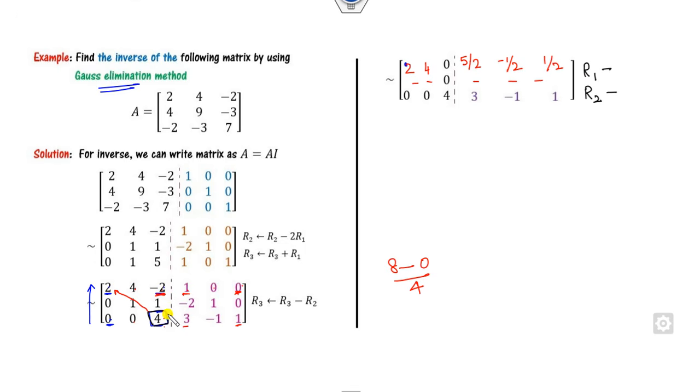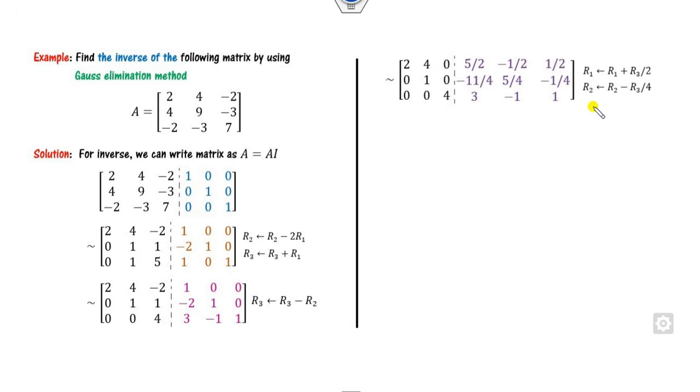Take the ratio of this. Fine. Take the ratio of this. So it's minus 2 divided by 4. It's minus half. So minus minus plus half. Take the ratio of this, 1 by 4. So either you can operate this, you can complete this value as such.